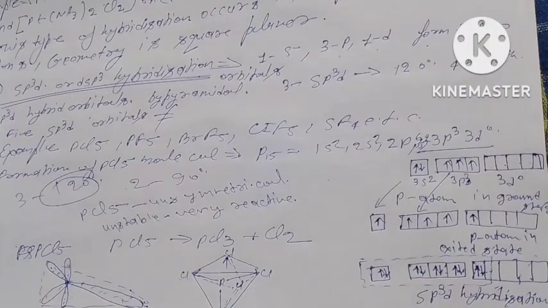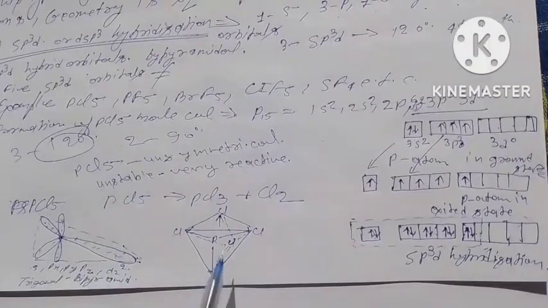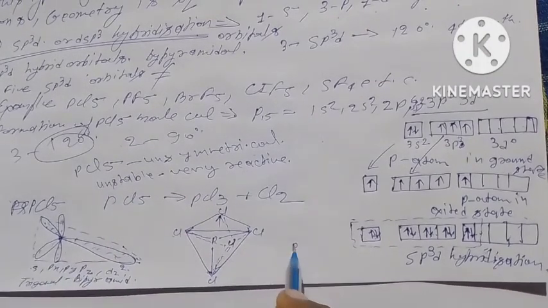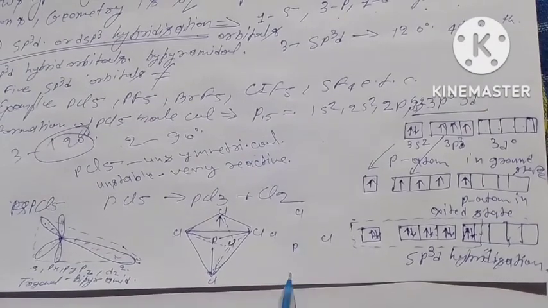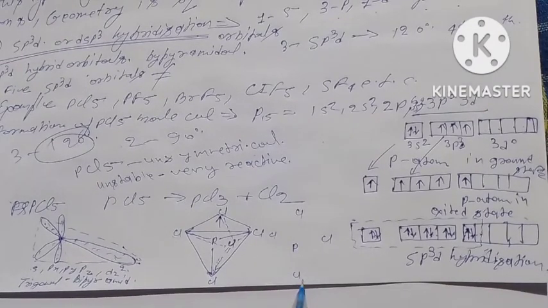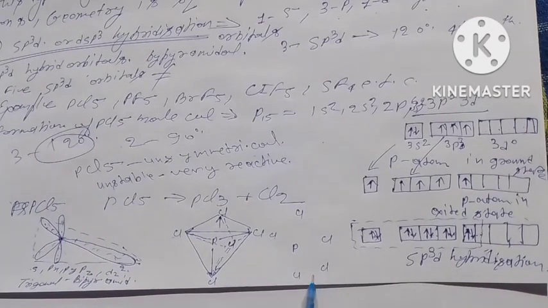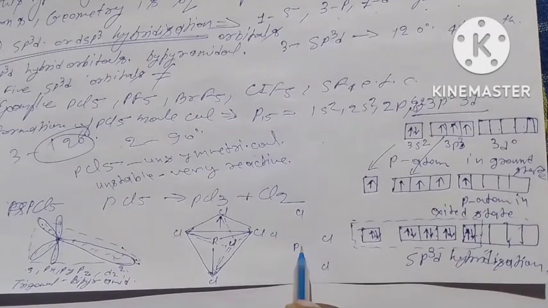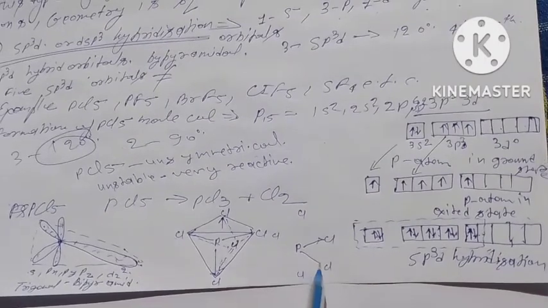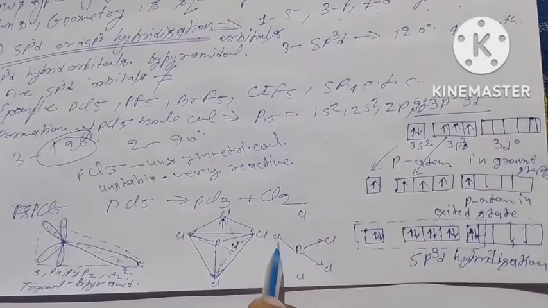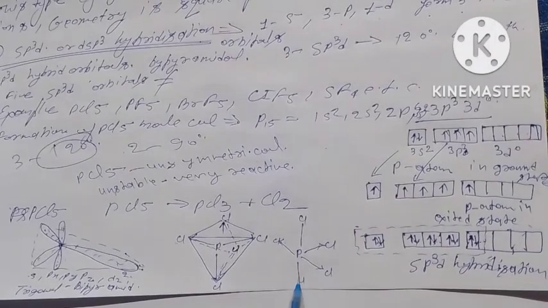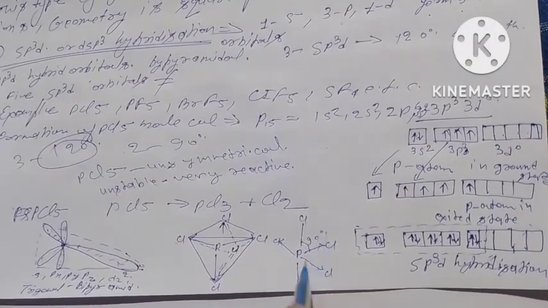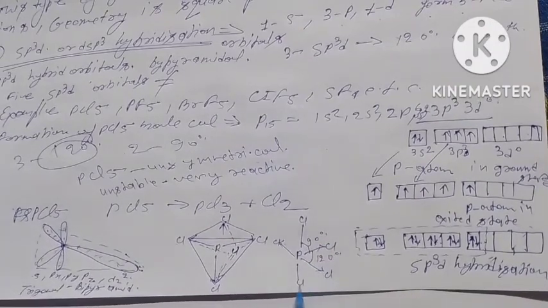And the structure is also like this: phosphorus, chlorine, chlorine. This is 90 degree. This is 120 degree.